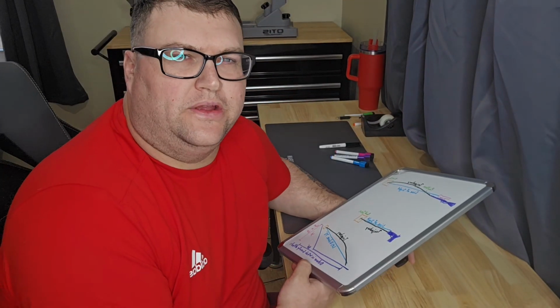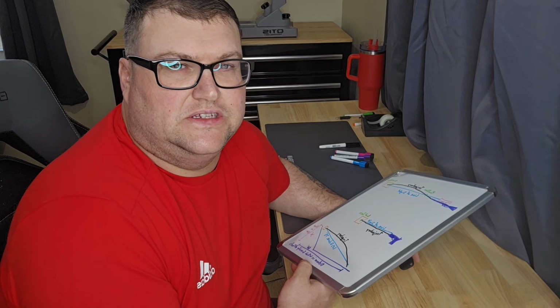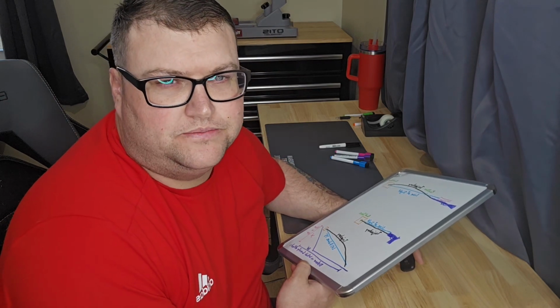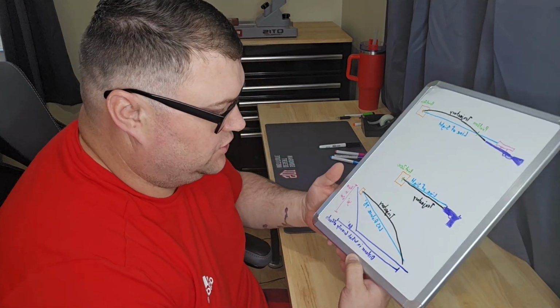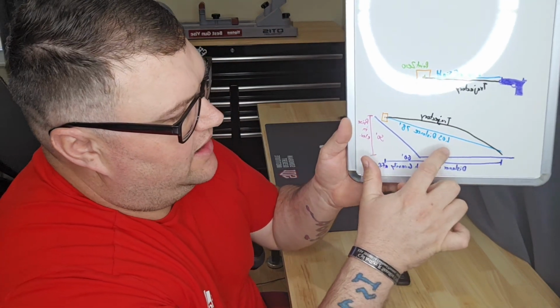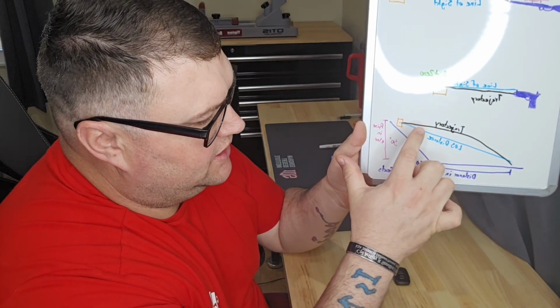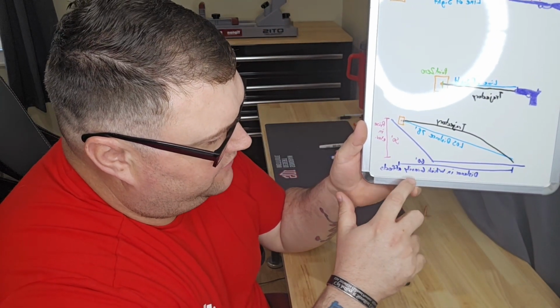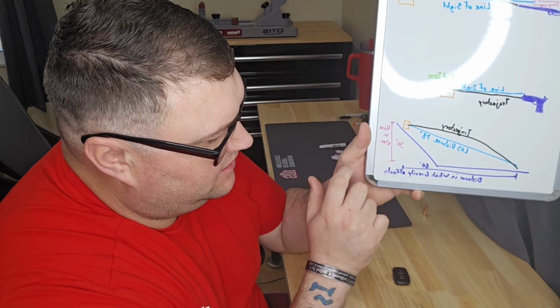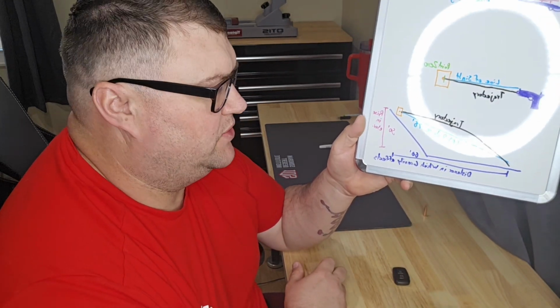Next, we'll cover vertical angles. This is shooting uphill or downhill. On here, I have a drawing. It shows you got your line of sight distance, your trajectory, your distance at which gravity affects the projectile, and the rise in elevation. I did some numbers on here.